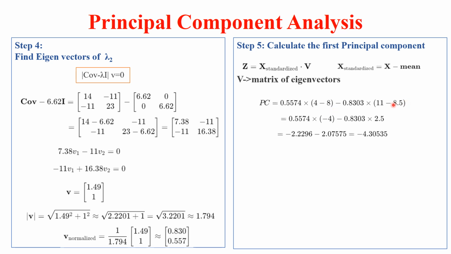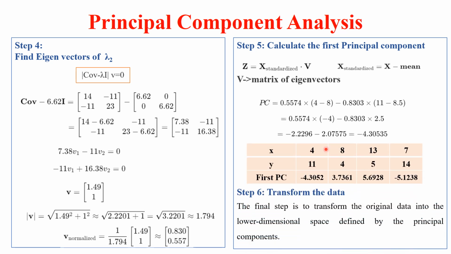Here we have taken the first point 4, 11, and we are computing the principal component. Likewise, we need to compute the principal components for the other three values also, x2, y2, x3, y3 and x4, y4. Once the principal components are computed for all the observations, I have shown the sample for 4, 11. In a similar way, we need to compute for 8, 4, 13, 5, 7, 14. And for 4, 11, the value of the principal component is minus 4.3052.